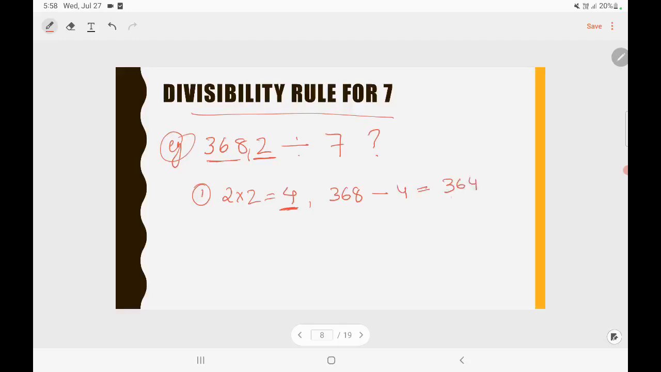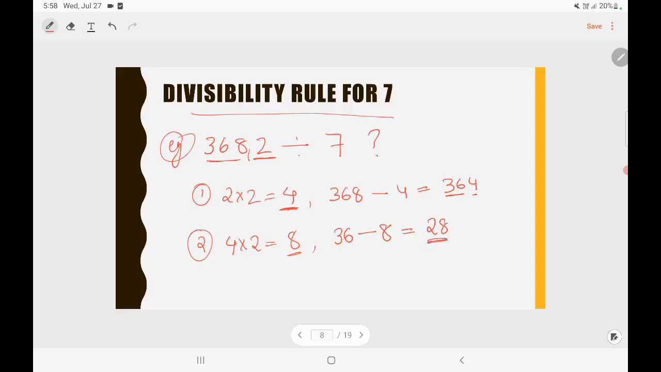Now you need to check whether 364 is divisible by 7 or not. For that, you need to repeat this step on 364. So in the second step, here in 364, the last digit is 4. You need to double 4, that is 4 into 2 is equal to 8. Okay. Now you need to subtract 8 from the rest of the number. The rest of the number is 36. So you need to subtract 8 from 36. Then you will get 28.